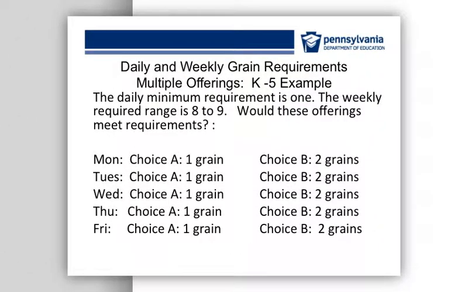In this example, 2 meal choices are offered each day in a K to 5 school. The first meal offers 1 grain and the second meal has 2 grains. The daily minimum for grains for each day is 1 and the daily maximum for each day is 2. To calculate the weekly minimum, add up the daily minimums, which equals 5 grains. To calculate the weekly maximum, add up the daily maximums, which equals 10 grains. Since the weekly minimum in this example is 5, it does not meet the weekly minimum requirement of 8 grains. Since the weekly maximum in this example is 10 grains, it exceeds the weekly maximum of 9 grains.